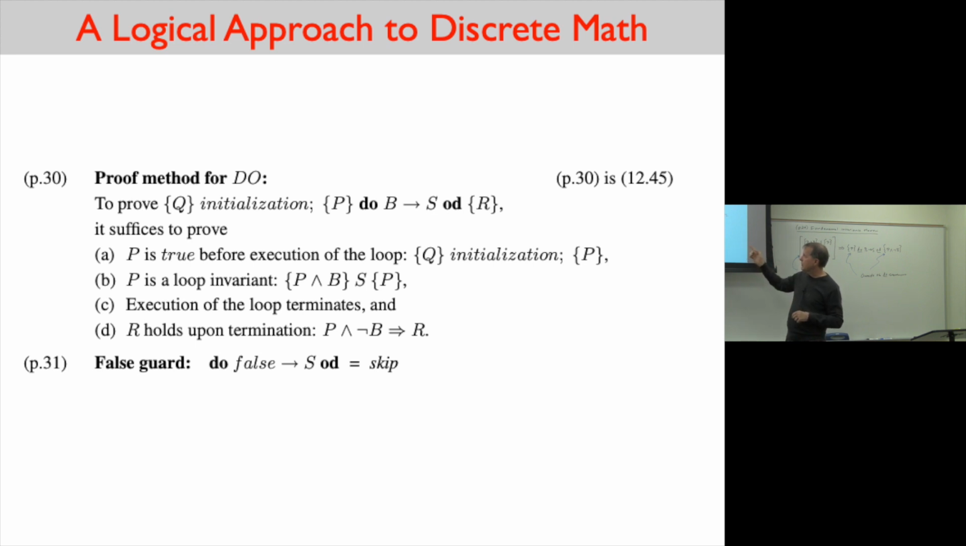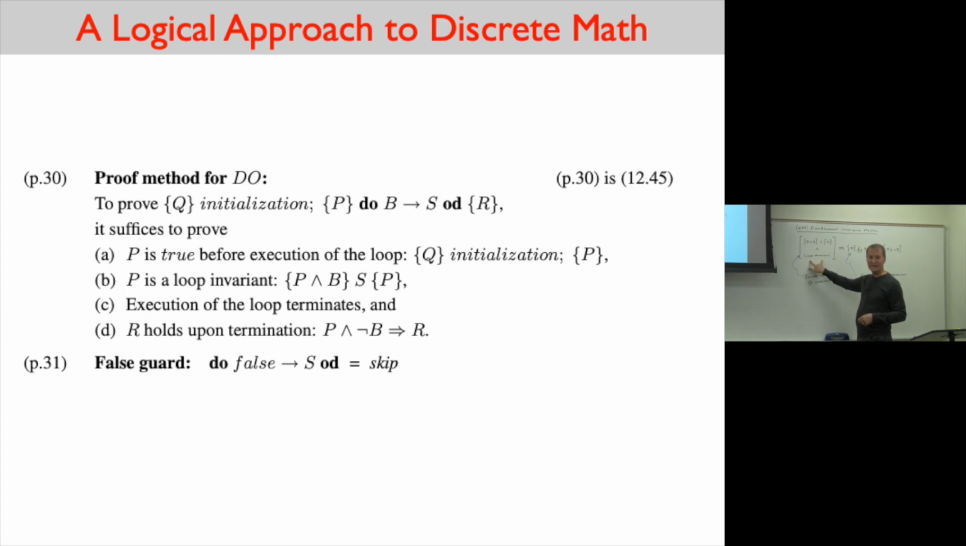A. First you have to prove that P is true before you execute the loop. So what do you have to prove there? Hoare triple, Q initialization P. Right? Is that good? Okay. Second, you have to prove that P is a loop invariant. So what you prove there is P and B, S, P. Okay, so what that's doing is that's doing this part, right? Are you with me? And then what has to happen is you have to prove what? Now look down here.